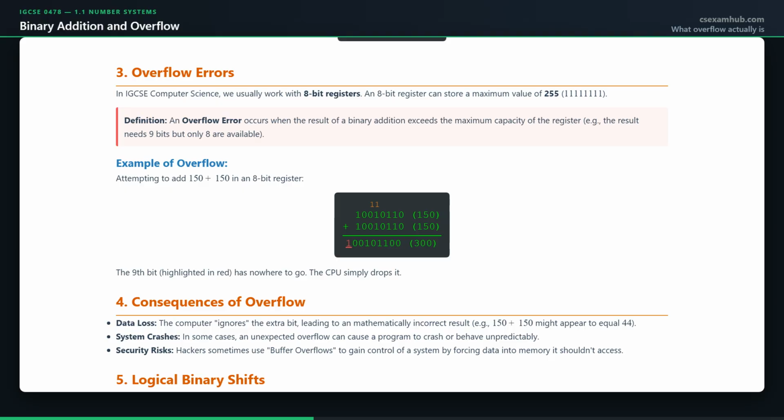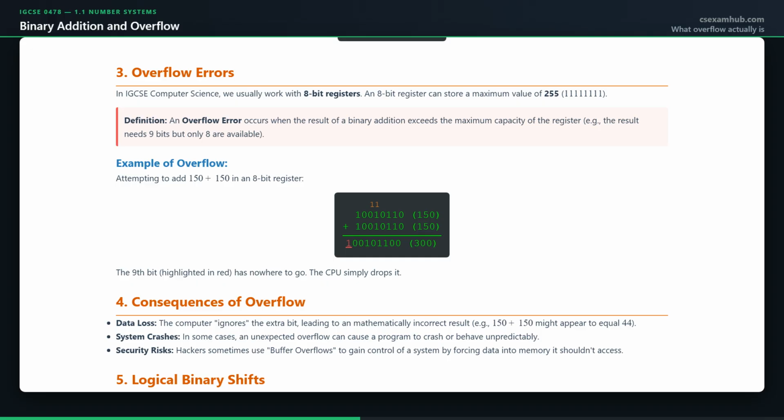Now to overflow, which is the part of this topic that carries the most marks and is answered badly most often. An 8-bit register holds exactly 8 bits, not 9, not as many as it needs, 8. We know from the last video that 8 bits can represent 256 different values, from 0 up to 255. So what happens if a calculation produces an answer larger than 255? The answer needs a 9th bit, and there is no 9th bit. The carry coming out of the leftmost column has nowhere to go.